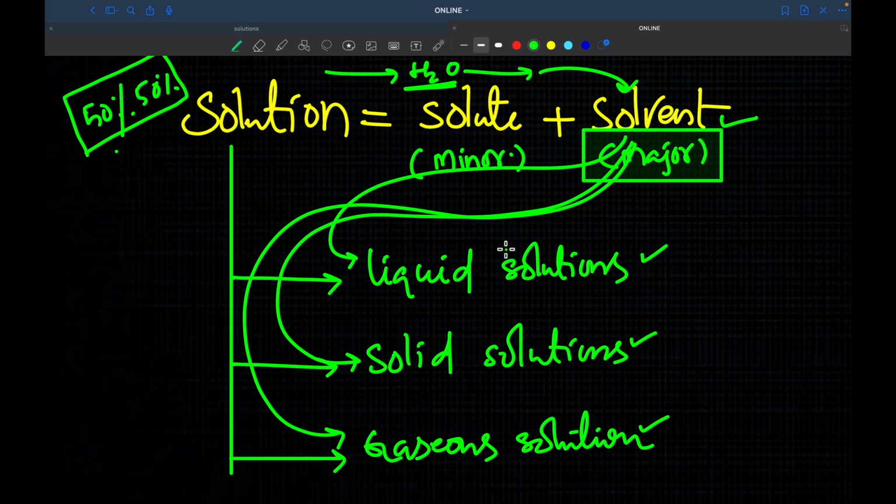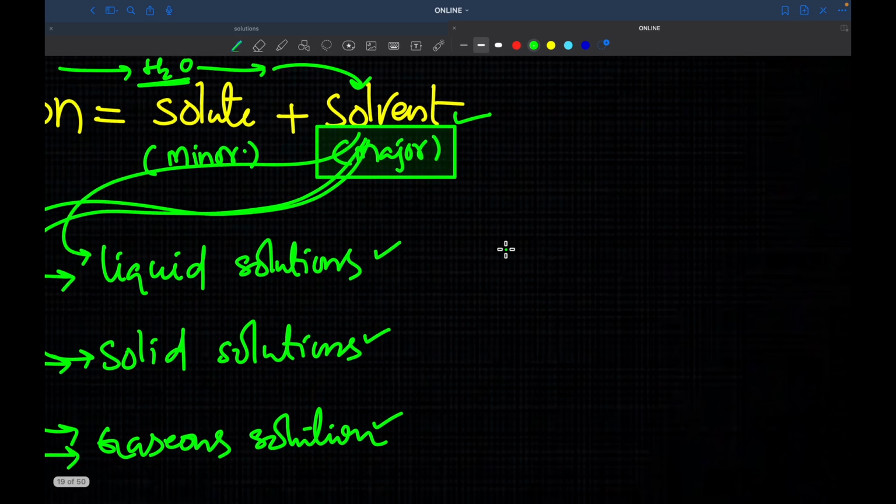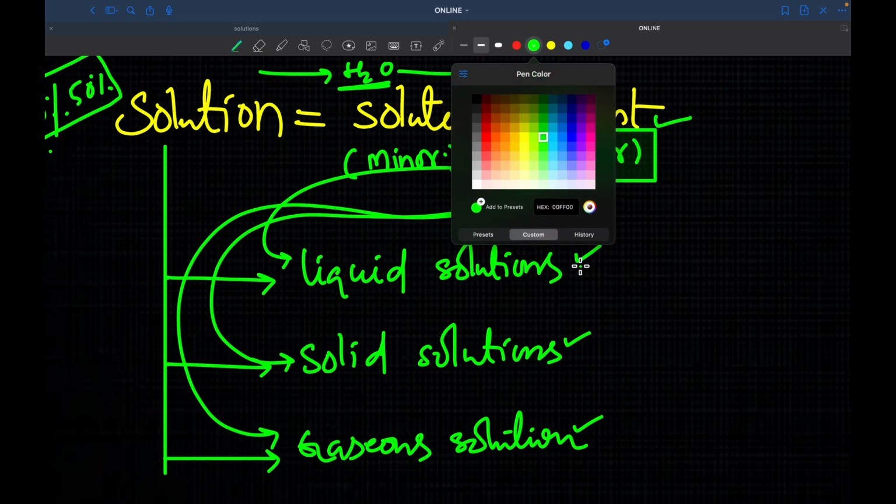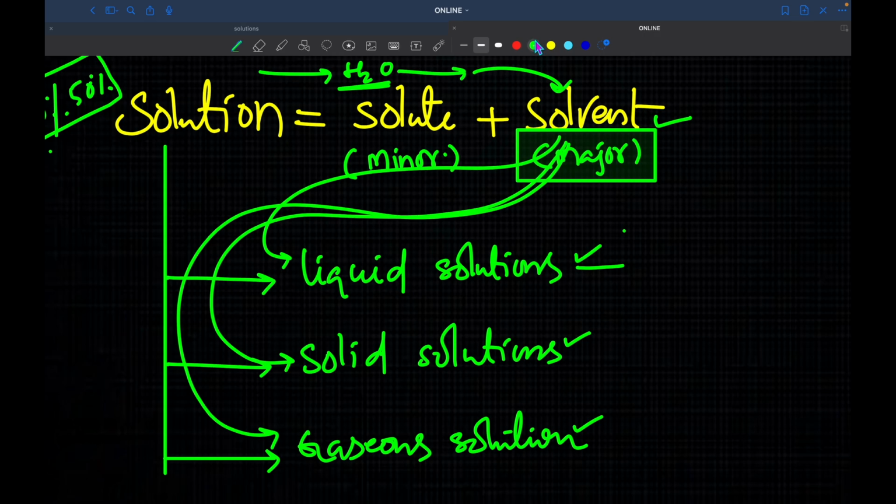Why are solutions in the same physical state as the solvent? Because the solvent is the major component in all solutions. Next point to be noticed here: each solution type, liquid solution, is again of three types. Solid solution is again of three types, and gaseous solution is again of three types.